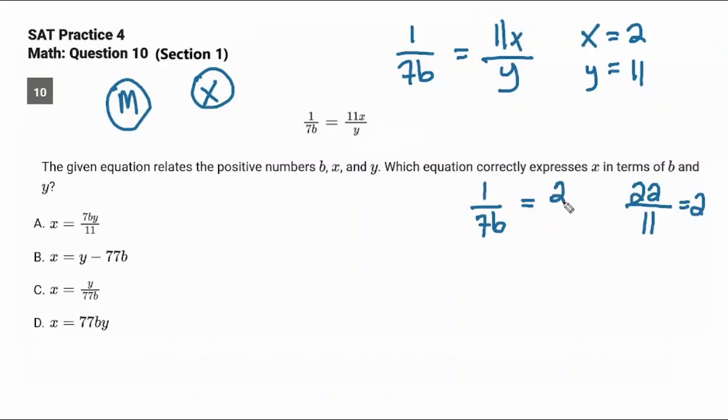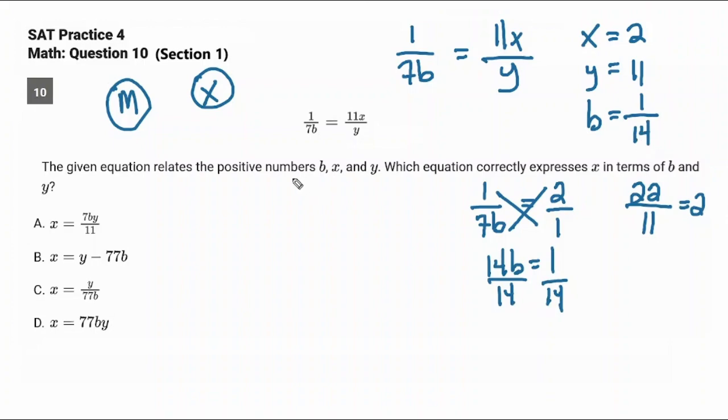So 1 over 7b, what's that got to be? 1 over 7b is 2. I'm going to put this over 1 so that I can see that I can just cross multiply. It's 14b equals 1. I'm going to divide both sides by 14. And what's b? b is 1 over 14. So I've got numbers for my letters. I'm just going to go down to the answer choices and plug and chug.